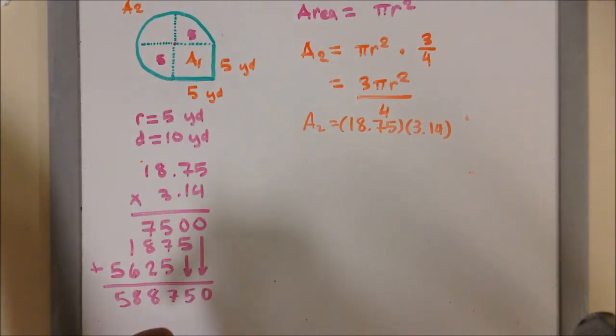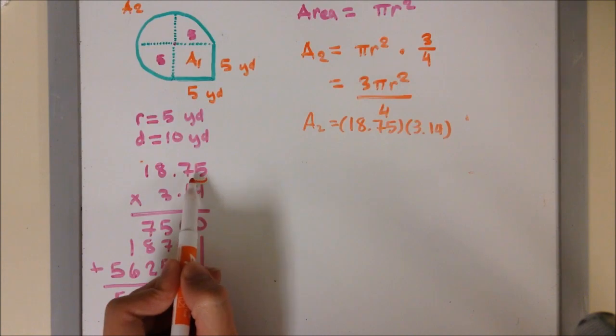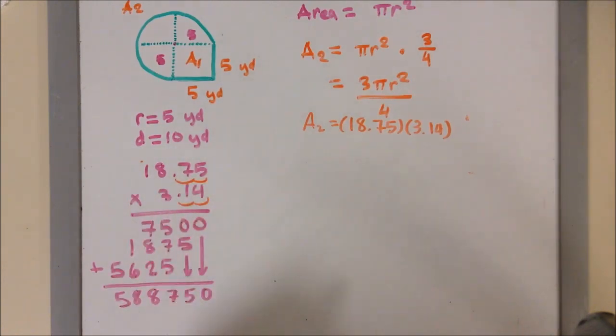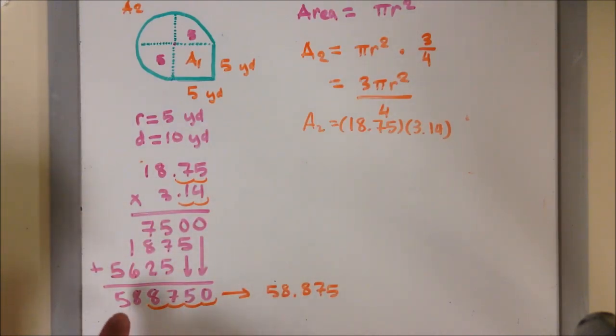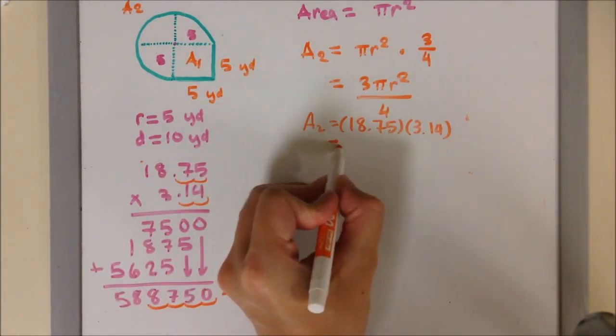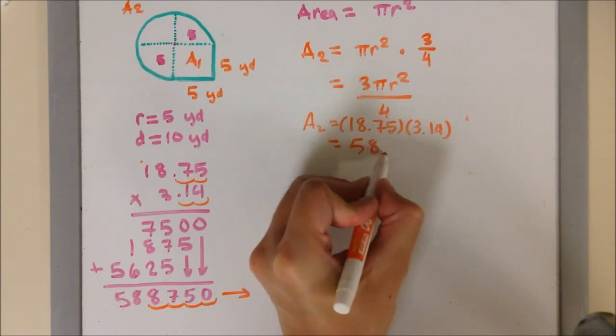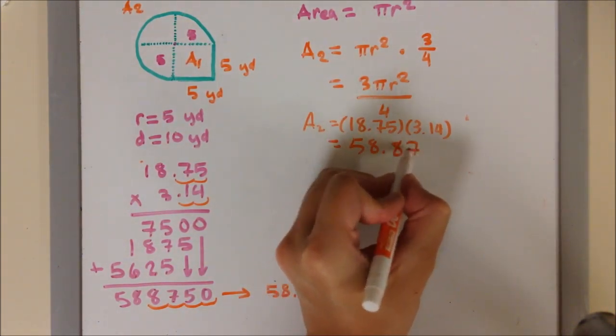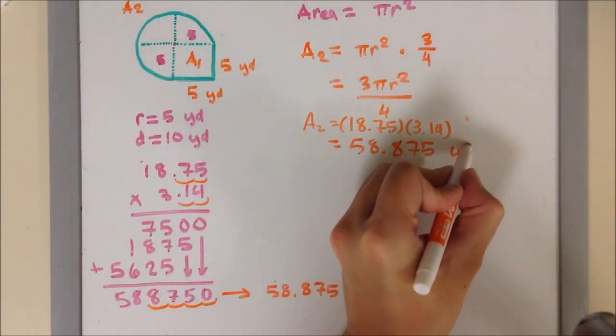Next, count my decimal places. So up here, 1, 2. Down here, 1, 2. So my total decimal places is 4. So 1, 2, 3, 4, starting from here. So my actual number is 58.875. I'm dropping a 0, so I don't need to write 4 decimal places. That changed into 58.875. So my A2 is 58.875 yards square, since I'm doing area.